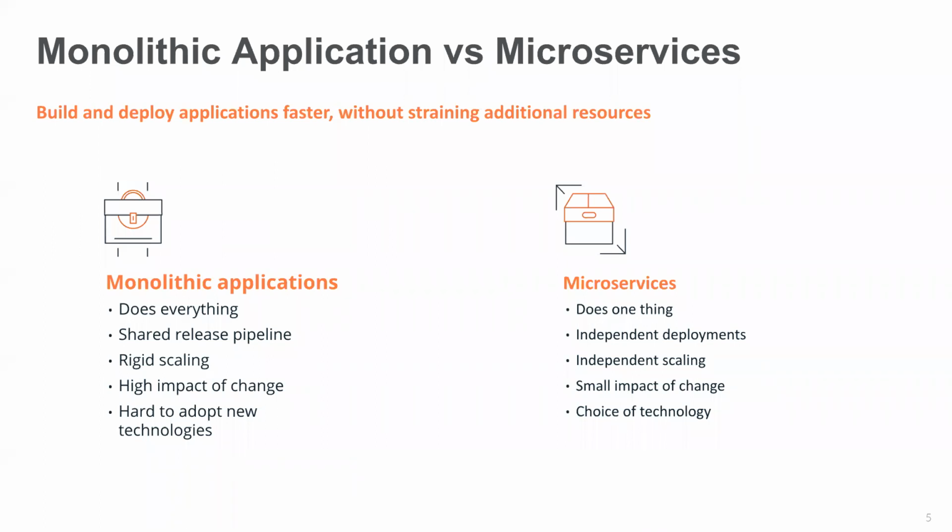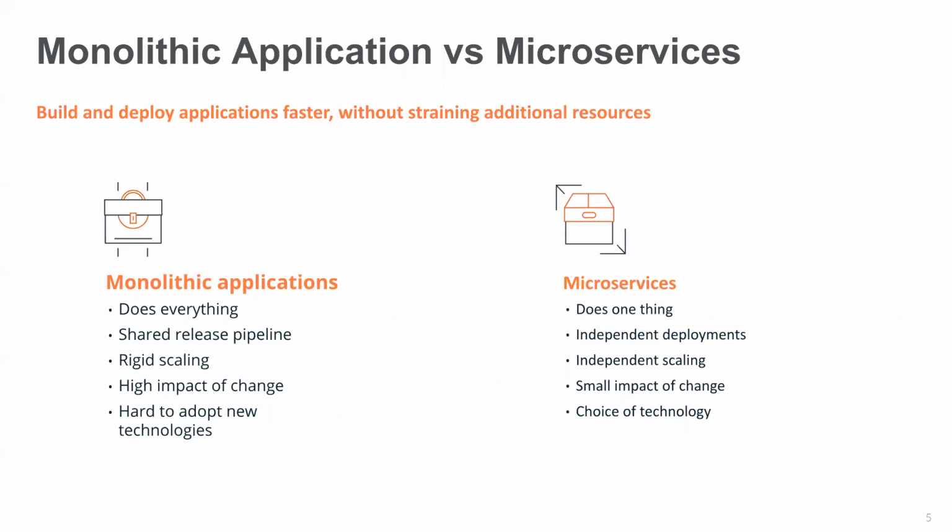So everyone is aware of what a monolithic application is. They're big, single applications, and they handle a lot of the functionality for organizations, but they come with some limitations, such as rigid scaling, and any change is high impact because it impacts the entire application. And also it's hard to adopt new technologies because you have to impact many components within the monolithic application. From there, we move to microservices.